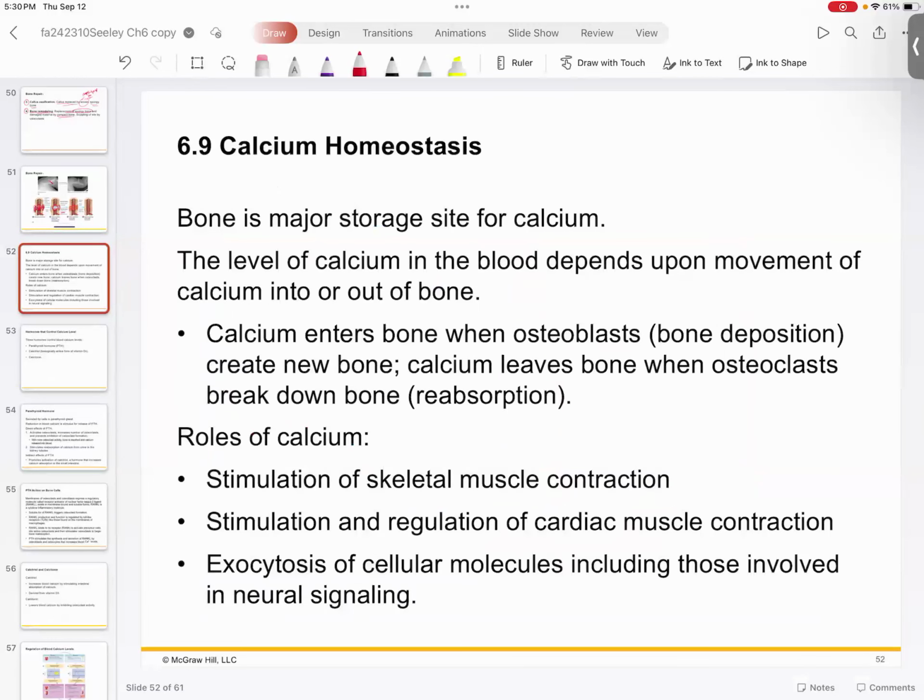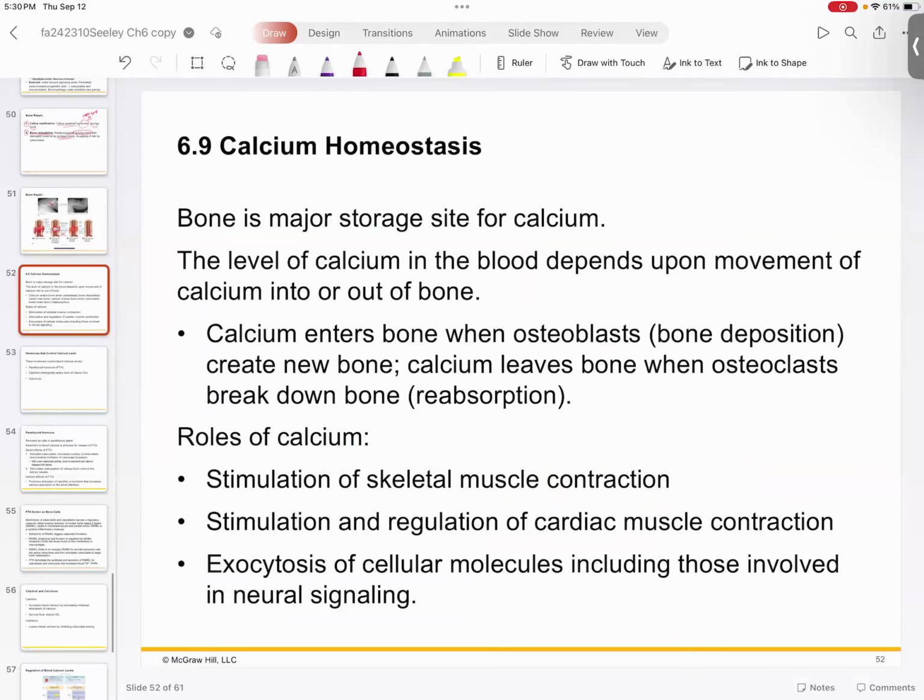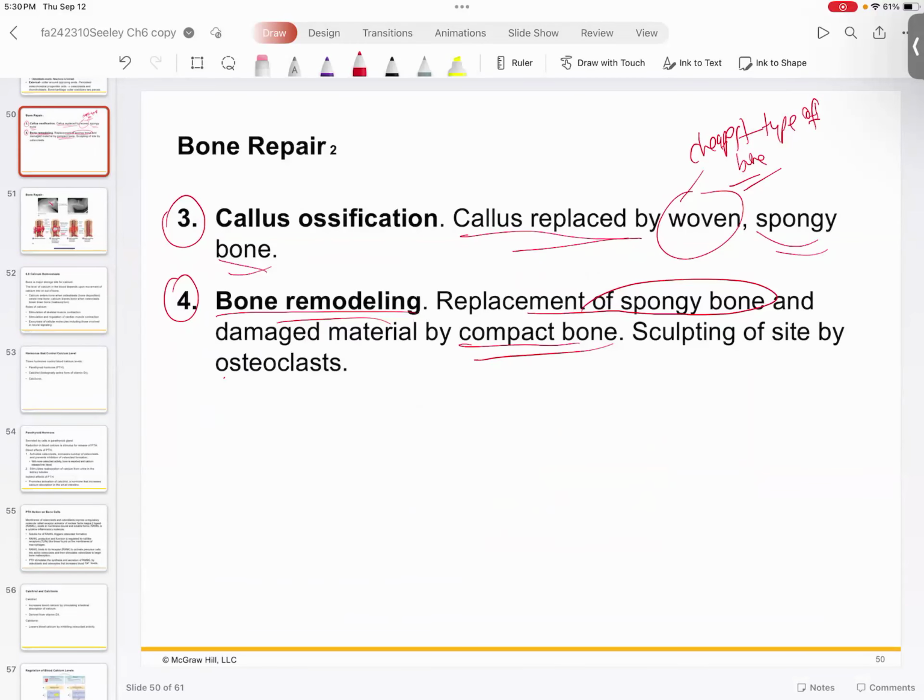Okay, any questions on bone repair? Feeling good? So far, so good? Give me a thumbs up if it's yes. Otherwise, I'm talking to myself. Excellent.